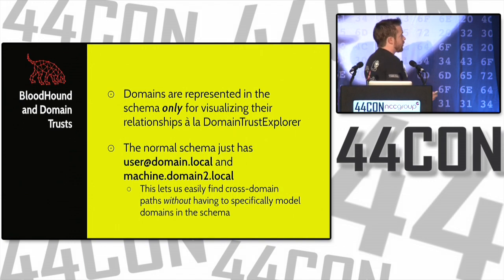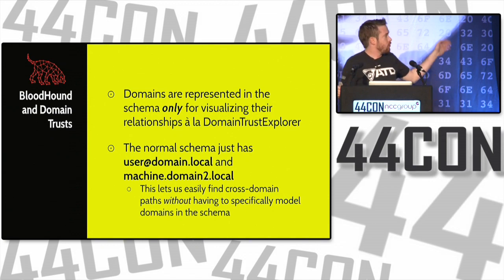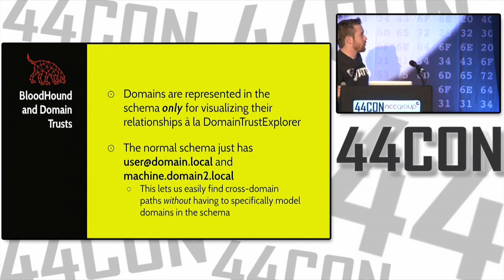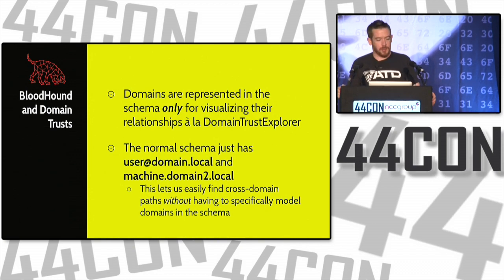So domains are represented in the schema only for visualizing their relationships, similar to Domain Trust Explorer. The next slide has a screenshot of what that looks like. We went back and forth for a long time, me and the other authors of the project, about how to model domains in this particular schema as far as the Neo4j backend. The normal schema just has user@whatever the domain is, and for computers, it has machine.domain. So we don't even have to actually model the domains as far as pathfinding goes, because all the information we collect, we just do whatever the user principal names are. And this lets us easily find cross-domain paths without having to do some really crazy modeling in the backend schema component. What do I mean by this?